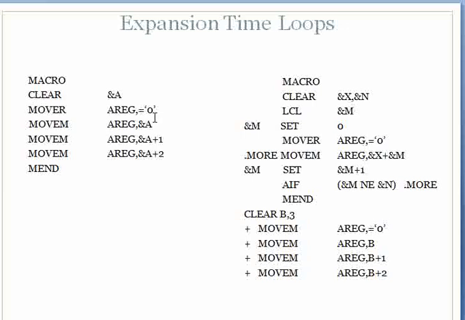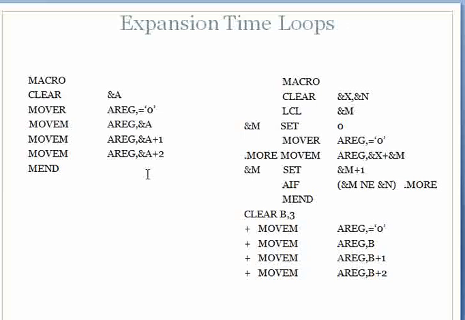First I would move the content of 0 to A register, and then I would move the content of A register into that memory word. So if I wanted to clear 3 memory locations, I would have to write 3 MOVEM statements. But if I wanted to clear 10 memory locations, I'd have to write 10 lines of MOVEM, where we'll have MOVEM A register, &A plus 3, then MOVEM A register, &A plus 4, and so on. But that is possible.